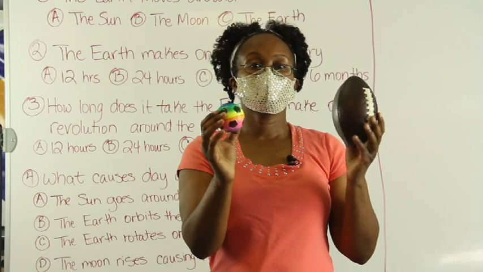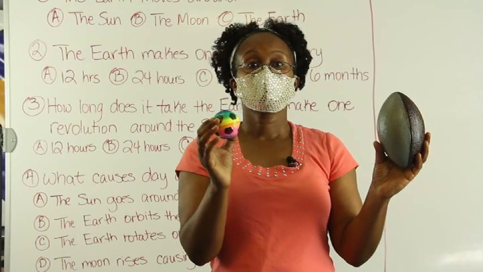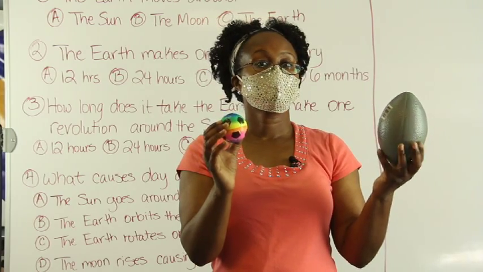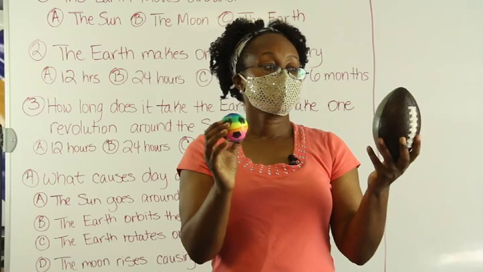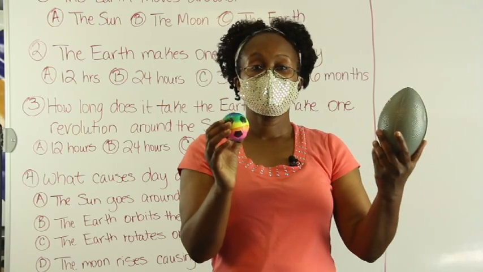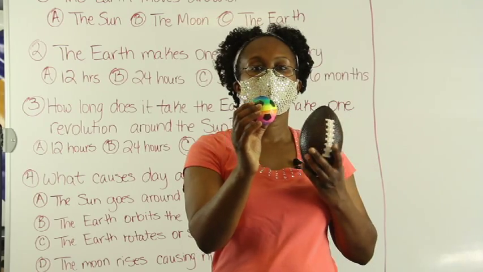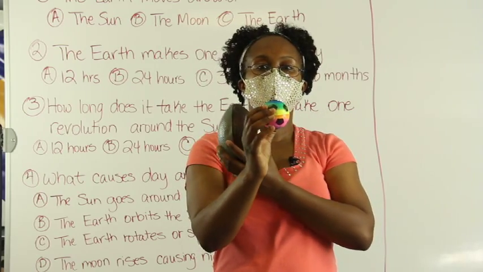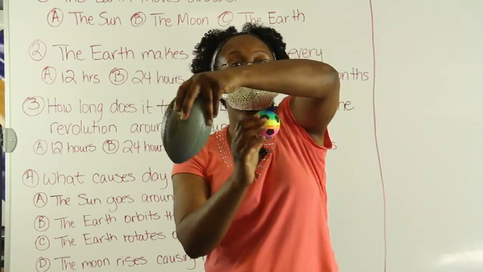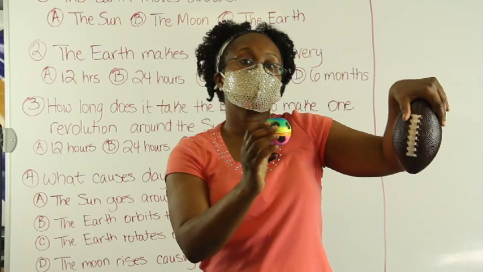So day and night together makes up about 24 hours, right? So as far as how the Earth rotates around its center, it takes 24 hours for it to do one rotation. Now, how long do you think it takes as it's going around the sun? How long do you think it takes for the Earth to do one revolution around the sun? Just think about it.